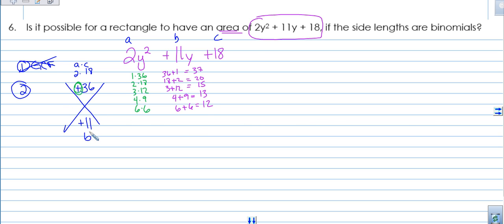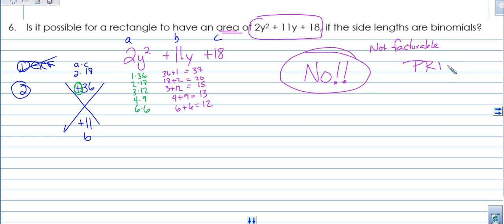If this is the case, then this is not factorable, which means we can't have two terms that multiply together that are binomials. So the answer to this one is no. Okay? Because this is not factorable. Also known as prime.